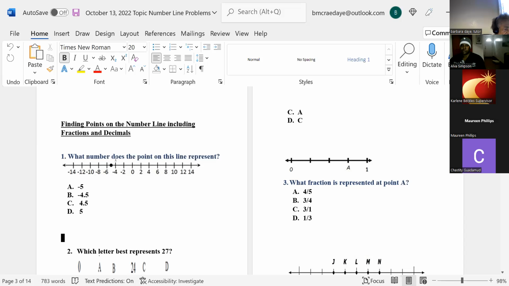It's 1 here and 1 here. What are those 2 numbers? 4 and 5. -4. No. -5. No.